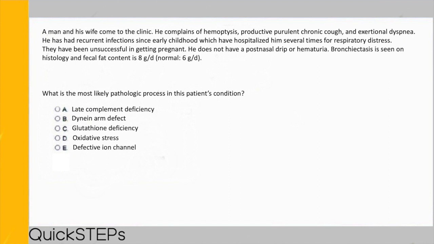Let's look at the next question. I want you to do this question on your own, and then I'll show you the answer, and then we'll talk about it.